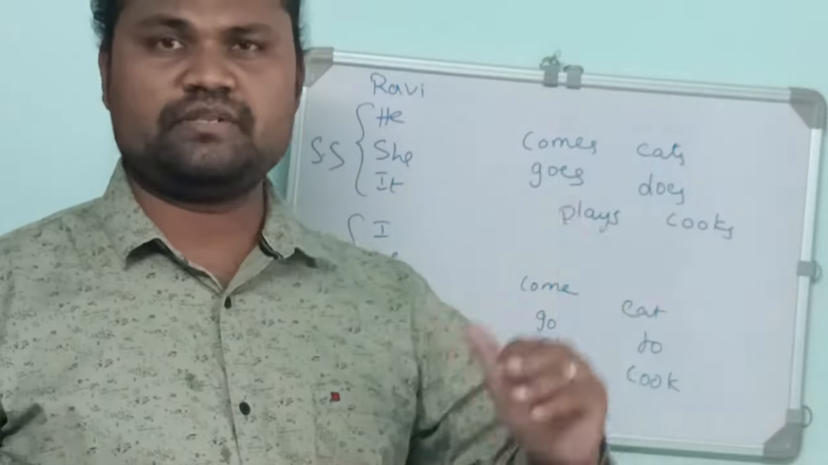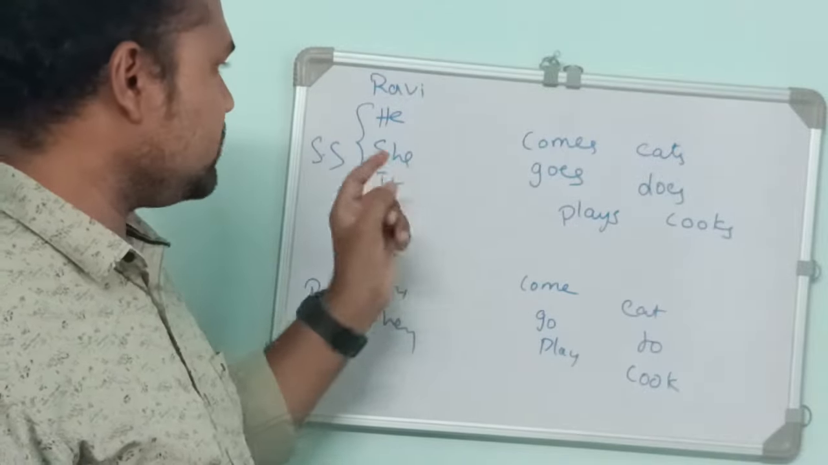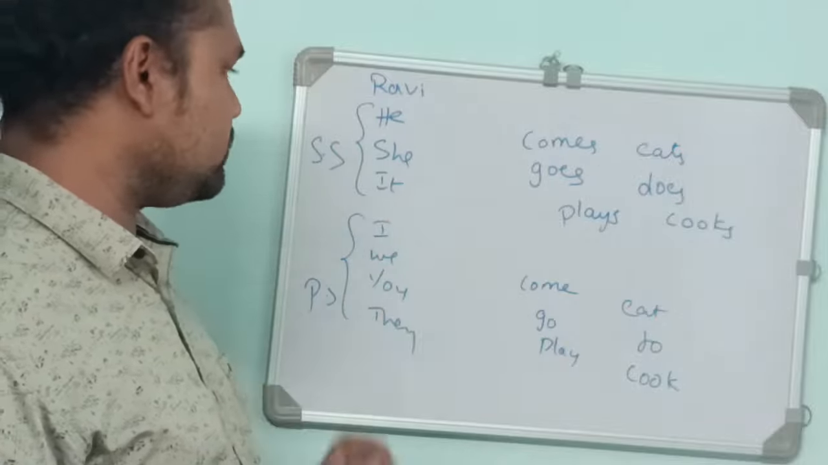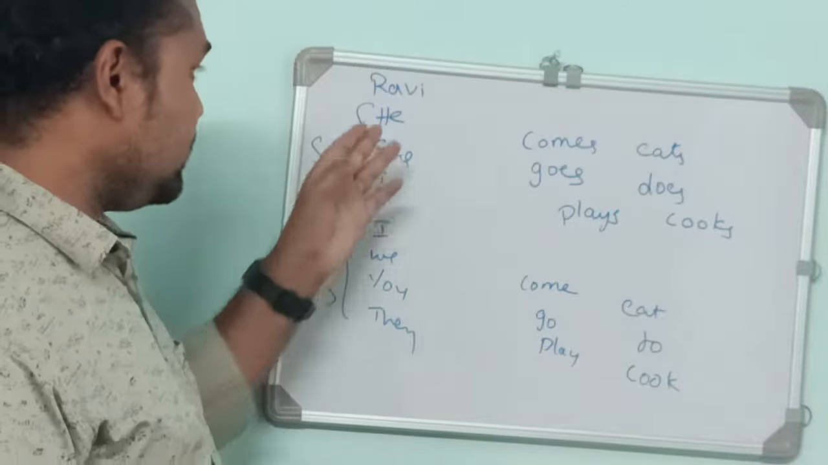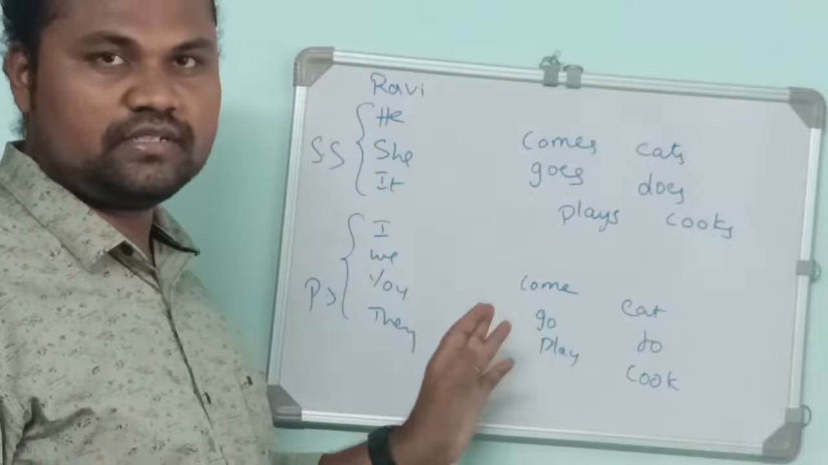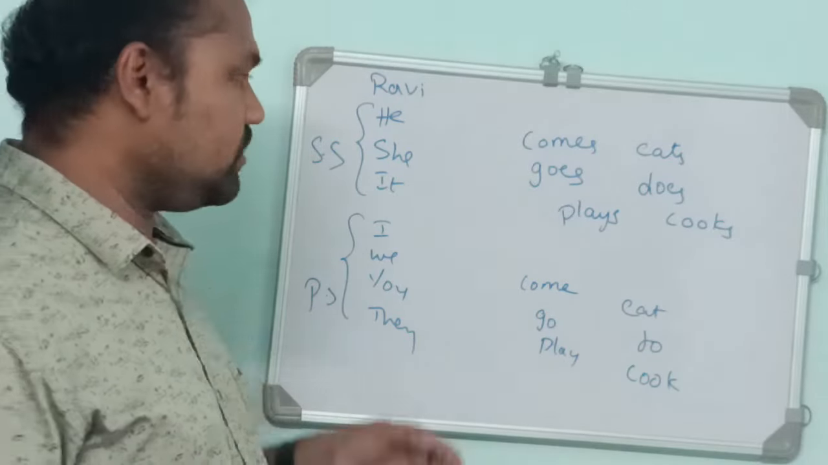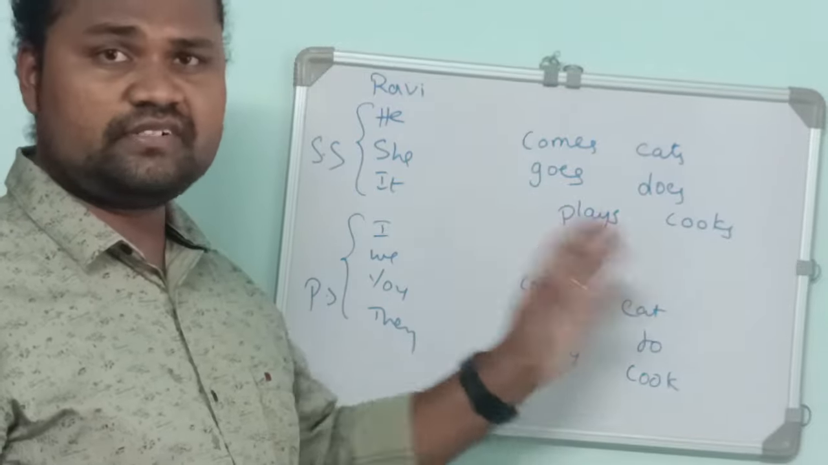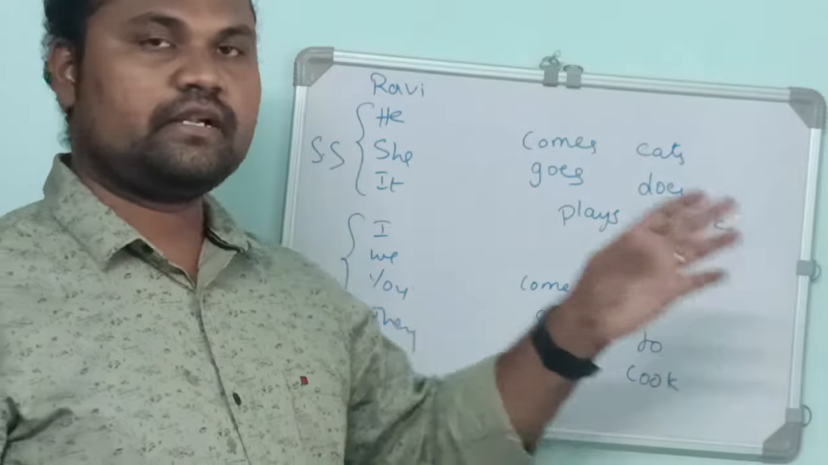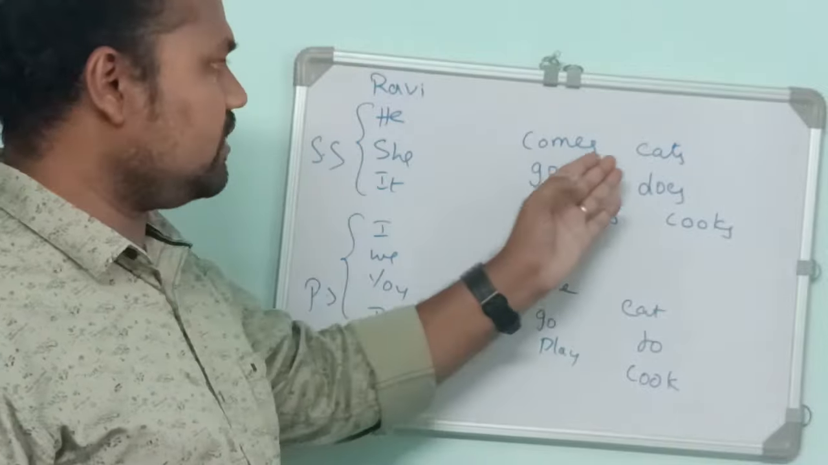Every time, whether present tense, past tense, future tense or whatever the tense is, you should follow this rule: singular subject, singular verb, plural subject, plural verb. So he comes, he eats, she goes, she does. Ravi plays, Ravi cooks. She cooks, she goes. Like that you have to say. Not he come, he eat, she go, she do. You should not say like that. She does delicious food.